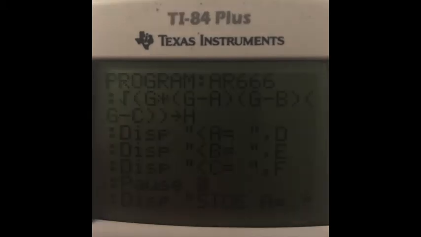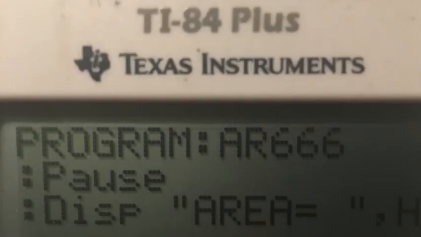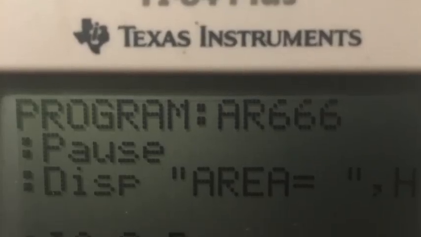Again, using the three sides, insert Heron's formula to calculate the area, which is the square root of G times G minus A times G minus B times G minus C. Store the average of all the sides as G, which will be substituted in Heron's formula. Next, ask to display all angles and all sides after a pause. And lastly, the area, which was stored as H.